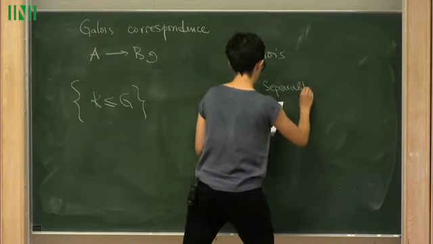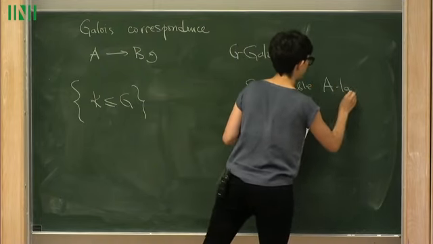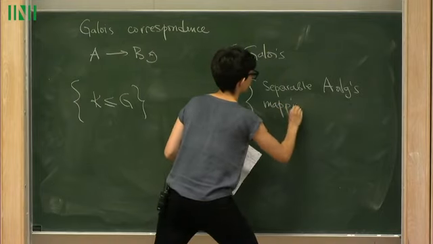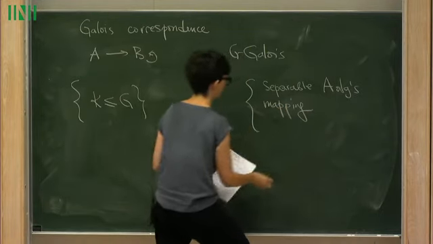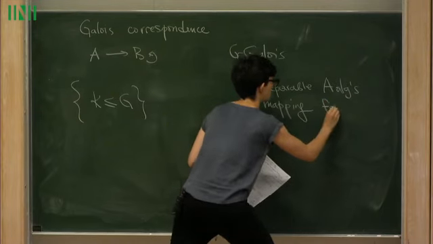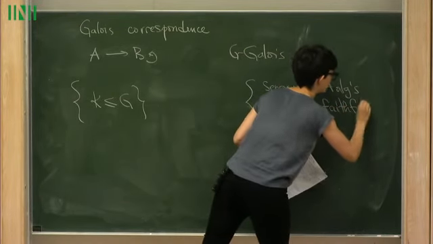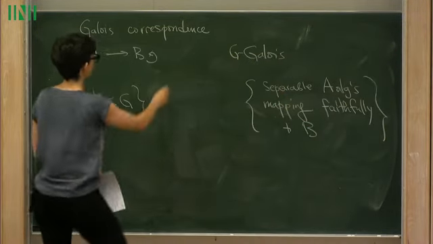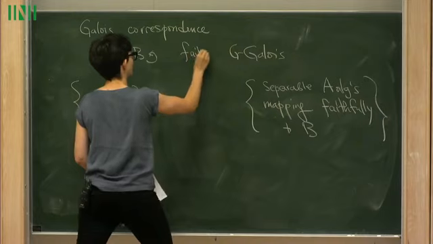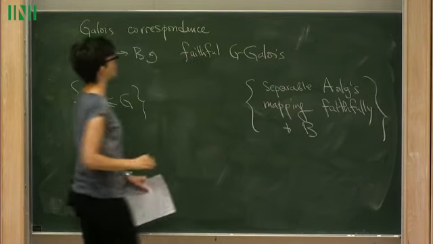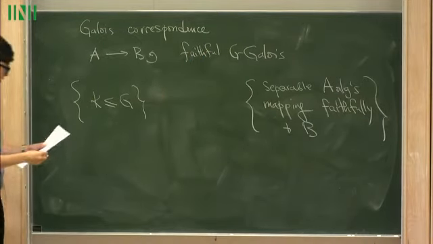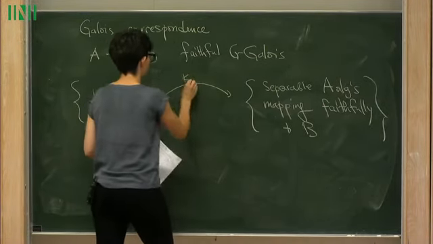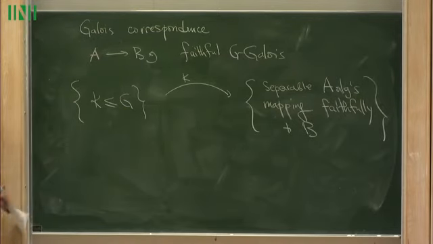Separable A algebras mapping to B, and here I have to say faithfully to B, and because we're in homotopy theory, I have to always add this word faithful, because we don't know whether it follows automatically. And this forward correspondence, it's the easy one.